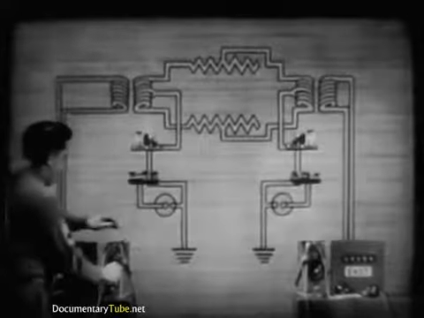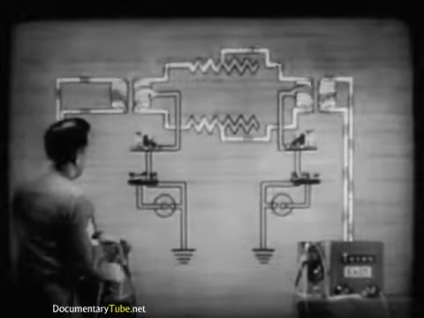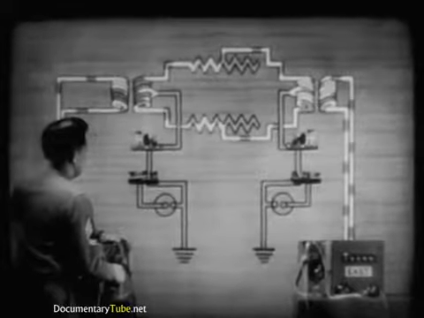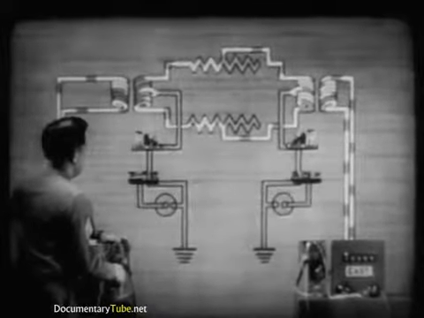Now for the telephone circuit. Here is the path for ringing current from west to east. Voice currents would follow the same path.